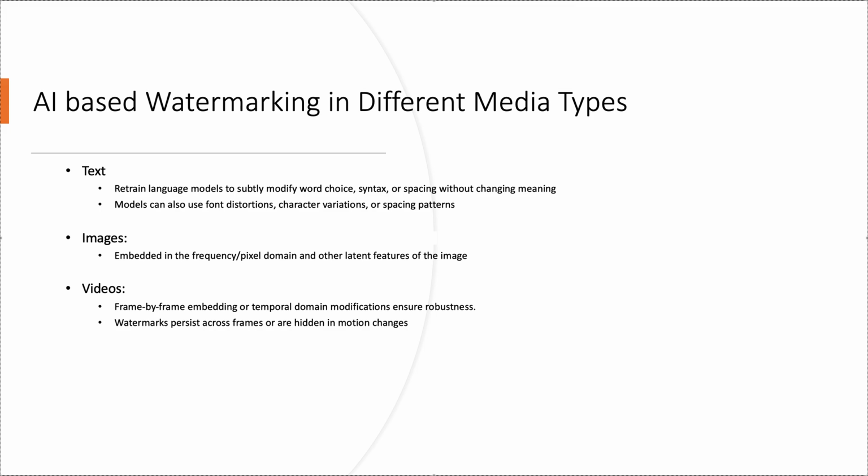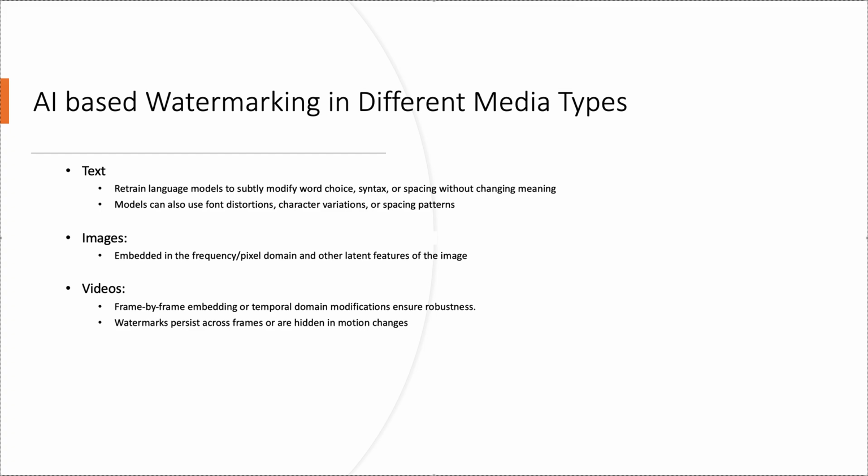We can retrain language models, think GPT-style models, to subtly modify word choice, sentence structure, or syntax in ways that are virtually undetectable to human readers. For example, the quick brown fox versus the swift brown fox. Same meaning, different words. The AI learns which substitutions preserve meaning while encoding information.